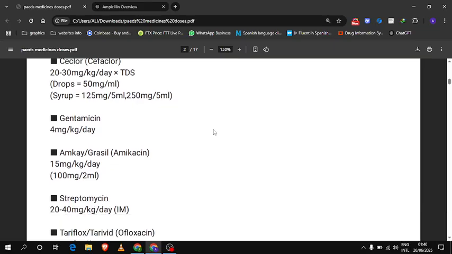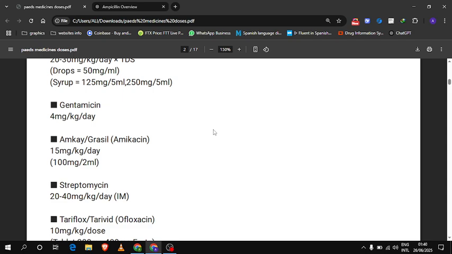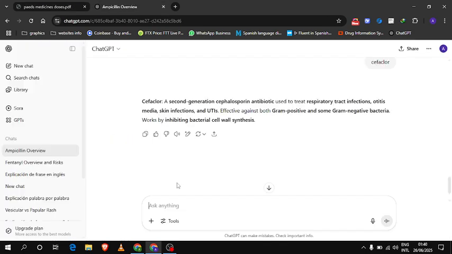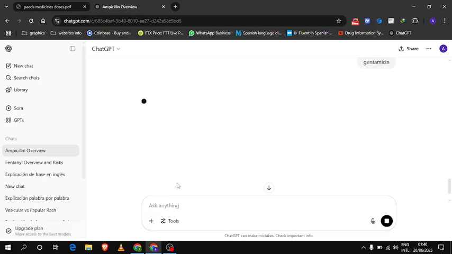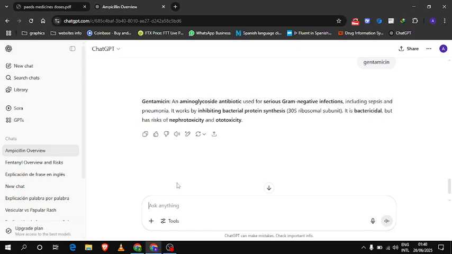The next is gentamicin. The dose of gentamicin is 4 mg per kg per day. It is very good for gram negative cover and it has a very good result, and these days the use of gentamicin has become very common. It's an aminoglycoside antibiotic used for serious gram-negative infections including sepsis and pneumonia. It works by inhibiting bacterial protein synthesis. It is bactericidal but has risks of nephrotoxicity. The very common side effects of aminoglycosides are nephrotoxicity and ototoxicity.